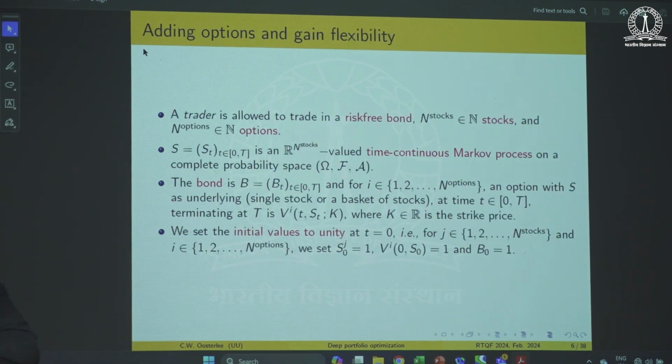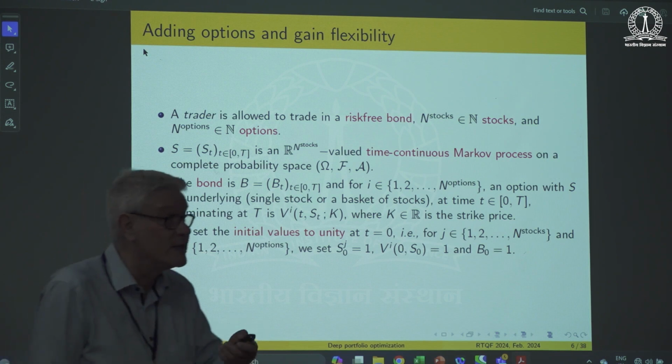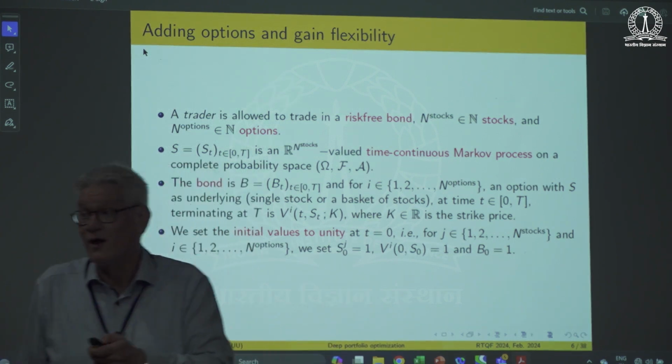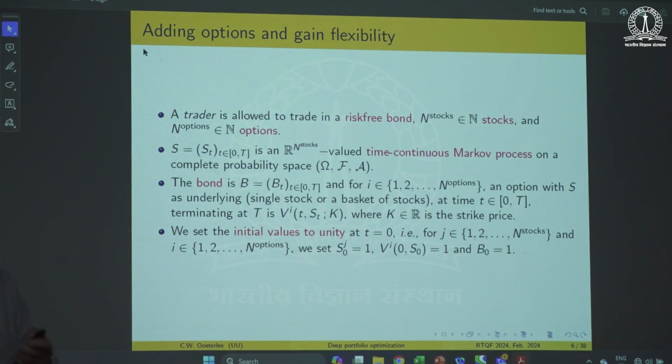Okay, what are we having? Let's get to it. We have a trader, and the trader is allowed to trade in a risk-free bond, in N stocks, and in N options. That is also already a generalization if you think of the classical methodology. By means of machine learning, we can go to higher dimensions. So we can have multiple stocks in our portfolio, and we can even have multiple options in our portfolio.